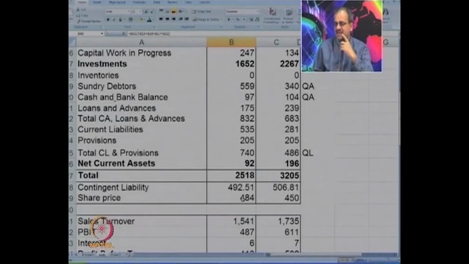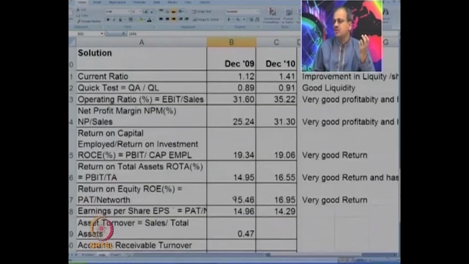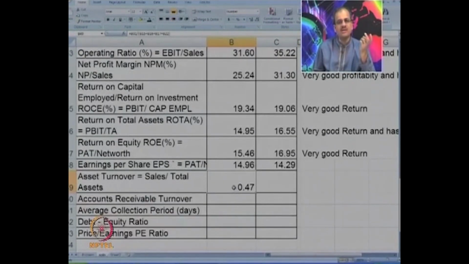So, you can see that total assets are about 3000, sales generated is 1500. So, you get a ratio of 0.47, which is not a very high ratio. So, the company is comparatively using large assets to generate lesser sales, but since the profitability is very good, it is not bad. In the current year also the same ratio is maintained, because again as the sales have increased in the same proportion as assets, we get the same ratio.